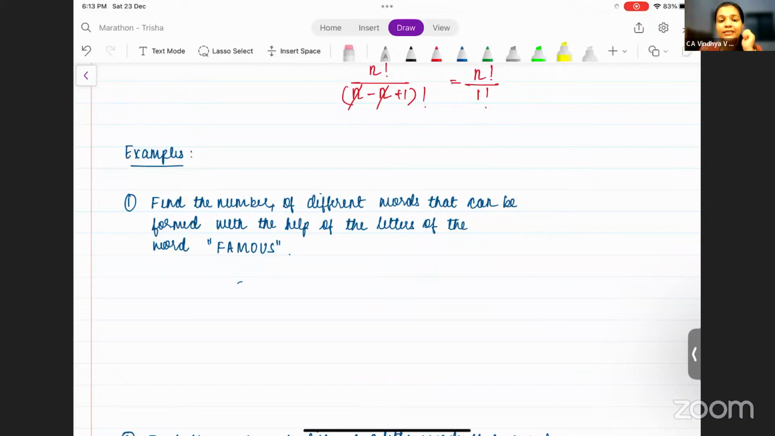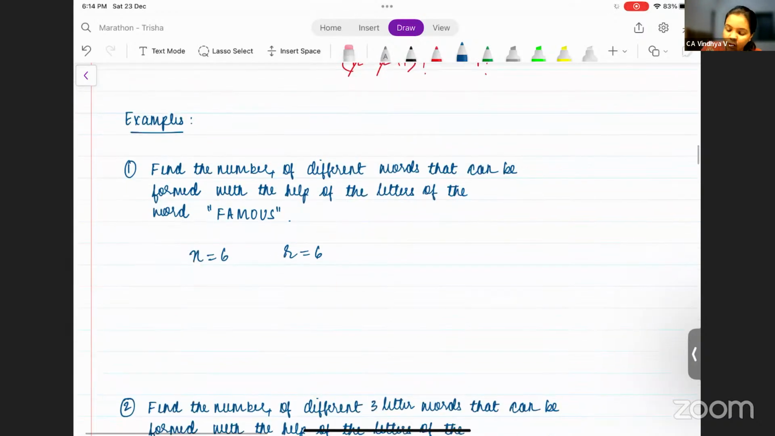Find the number of different words that can be formed with the help of the letters of the word famous. What is the word here? The word is famous. Now, in the word famous, how many alphabets are there? There are 6 alphabets, right? Now, the 6 alphabets are different from each other, correct? So, can I say n is equal to 6? Now, in this particular question, they have not given how many alphabets are required to be arranged, which means all the 6 are required to be arranged. So, nPr will be 6P6, that is 6 factorial, which is equal to 720.